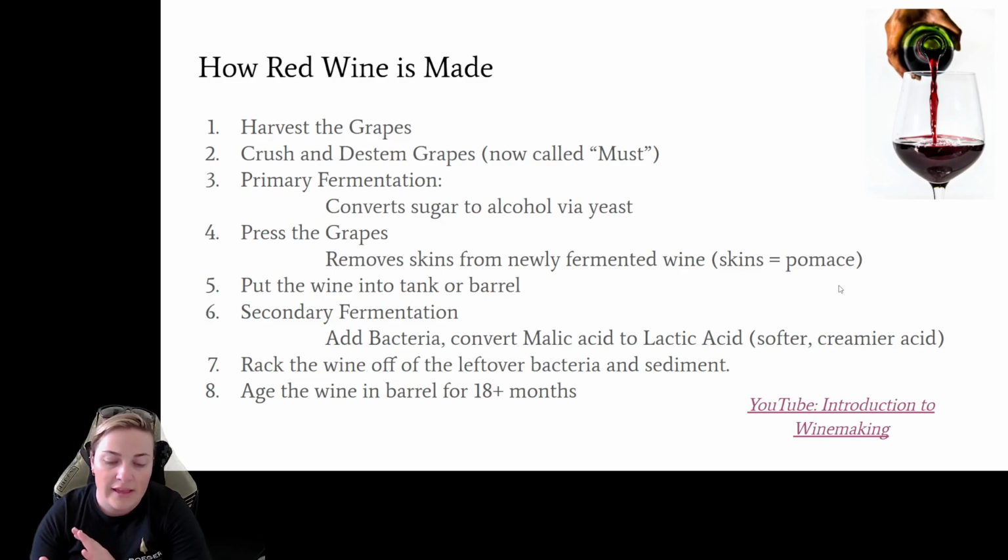Once you have that soupy mixture, you start primary fermentation, which converts, again, sugar to alcohol through yeast. Then once all of your fermentation has been completed, all the sugar has been converted to alcohol, you would then press. So you're going to drain that tank, shovel out all the skins that are left over from that skin contact. You're going to load that into a press, and then a press will actually squeeze all of that newly fermented wine from those skins. The skins that are left behind are called pomace.